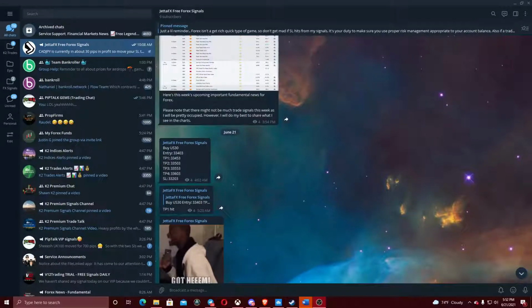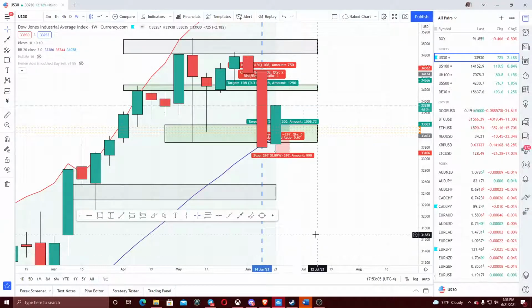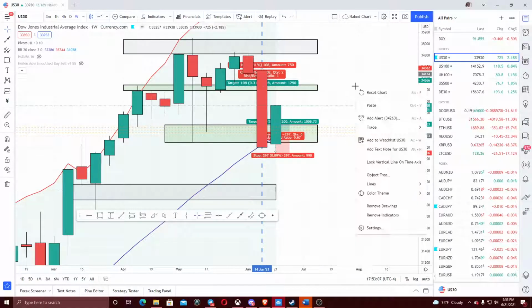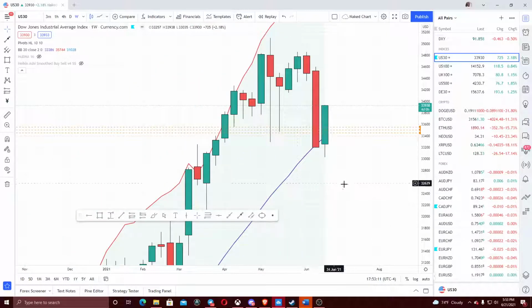Alright, so I want to do a post-trade analysis on this signal that I sent earlier this morning around about 4 a.m. on this US30 trade. I'm going to show you what I saw this morning and why I sent out this trade. So I'm going to go ahead and remove all the drawings here and start from scratch.